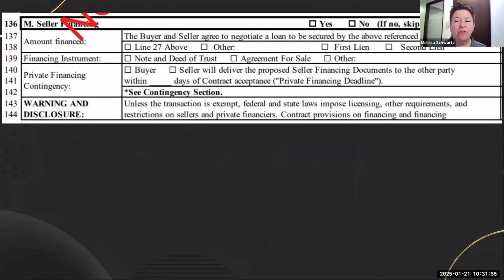Okay, amount financed. I had somebody ask what bank. I'd written a purchase contract and I wrote first loan instead of, I probably should have said, first lien. I put first loan and they called me and said, I don't know who that is. That's not the same name on your pre-qual letter.